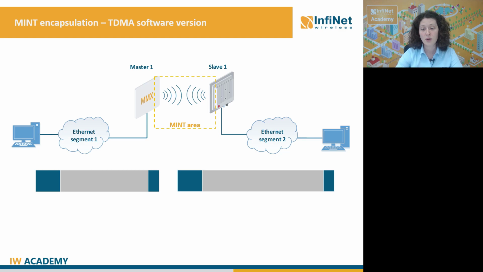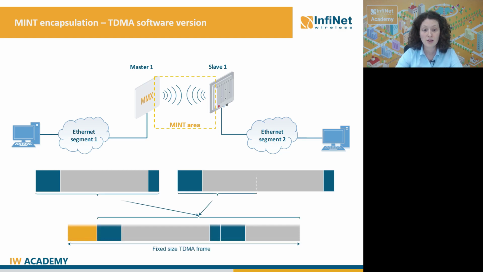Let's quickly check what is different in the TDMA firmware version. We know that the TDMA frame has a fixed duration, while the Ethernet frames have variable sizes. Since we cannot afford to send empty TDMA frames, the solution is to split the Ethernet frames into time chunks with byte resolution in order to fill the entire TDMA frame. We obtain this way a fixed size TDMA frame for transmission.